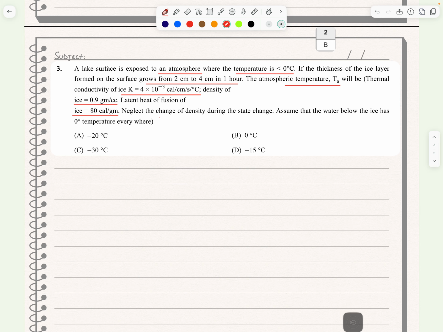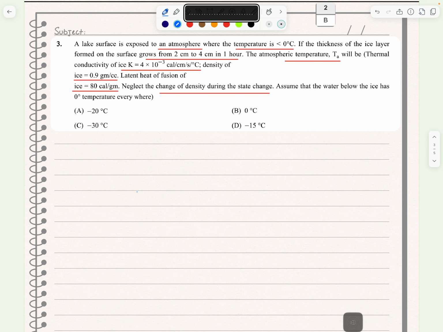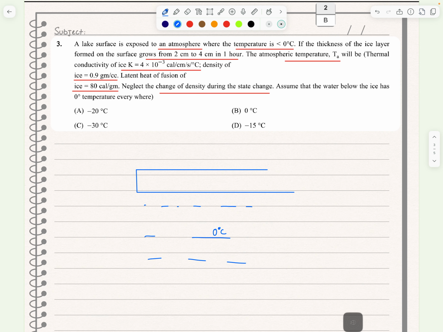Neglect the change of density on the state change and assume that the water below the ice has temperature 0 degree centigrade everywhere. So what they are trying to say, this is a lake and the temperature of the lake is 0 degree centigrade. Here an ice layer has formed.